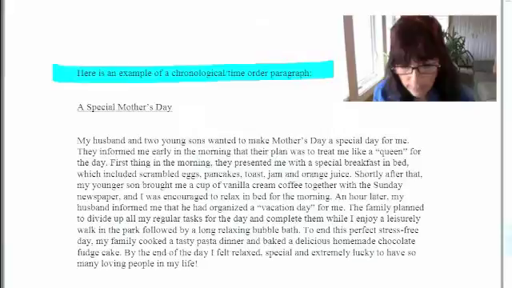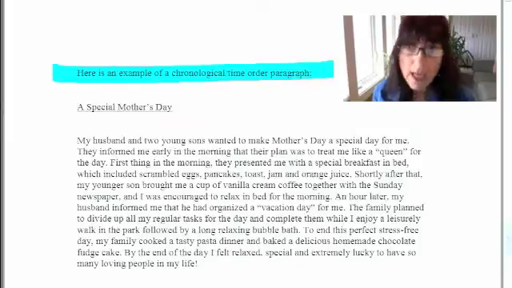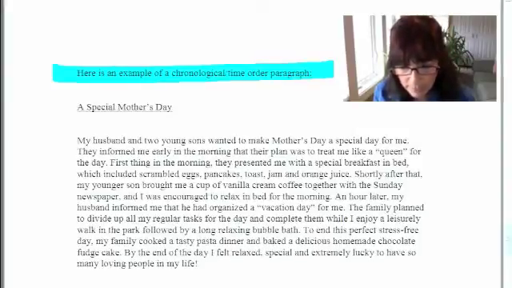First thing in the morning, they presented me with a special breakfast in bed, which included scrambled eggs, pancakes, toast, jam, and orange juice. Shortly after that, my younger son brought me a cup of vanilla cream coffee together with the Sunday newspaper, and I was encouraged to relax in bed for the morning.